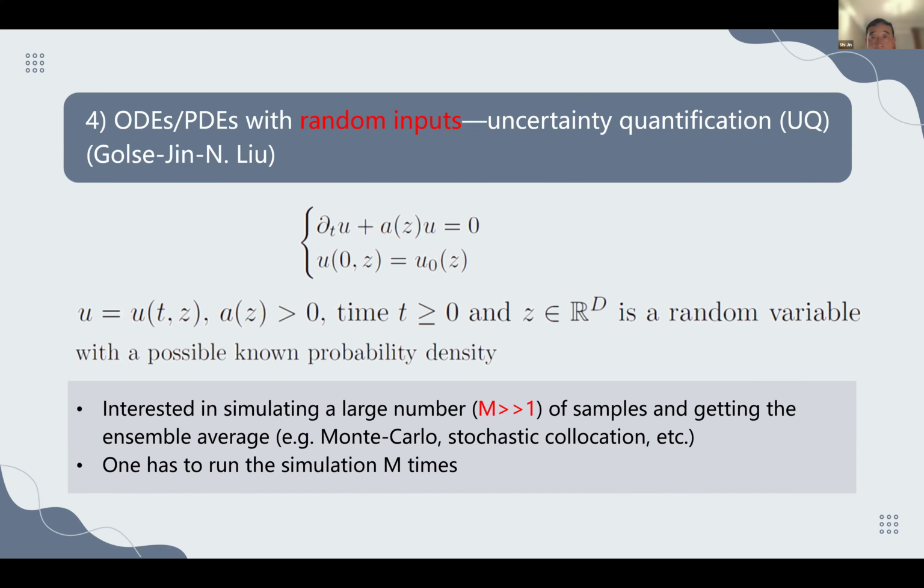Well, the last part, I probably don't have time. Essentially, if you have a PDE with uncertain coefficients, the uncertainty usually comes from experiment.